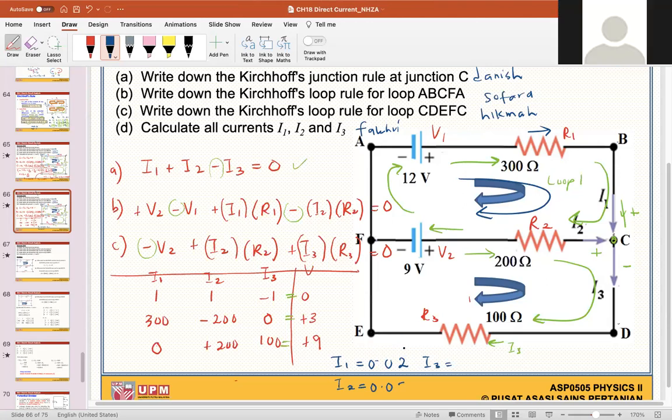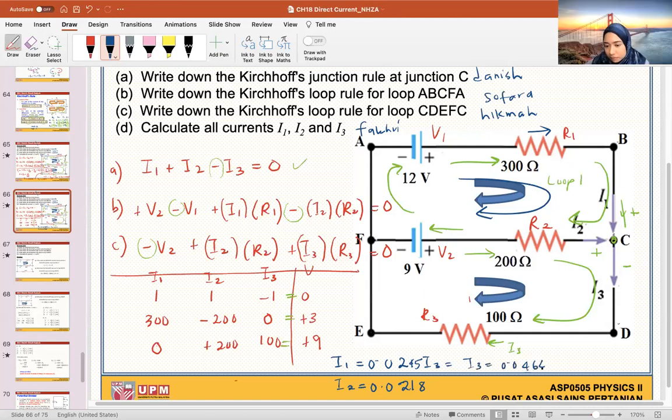Okay. X is 0.0245. Okay. Y is 0.0218. Okay. Z is 0.0464. 0.0464, right?